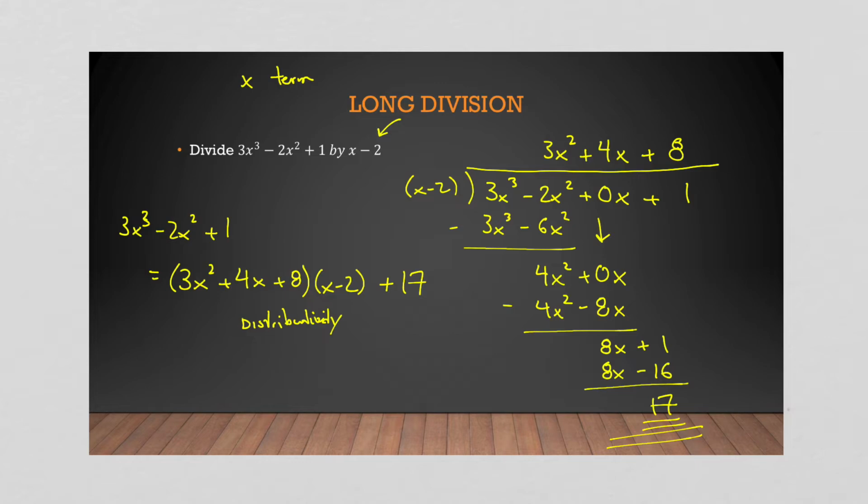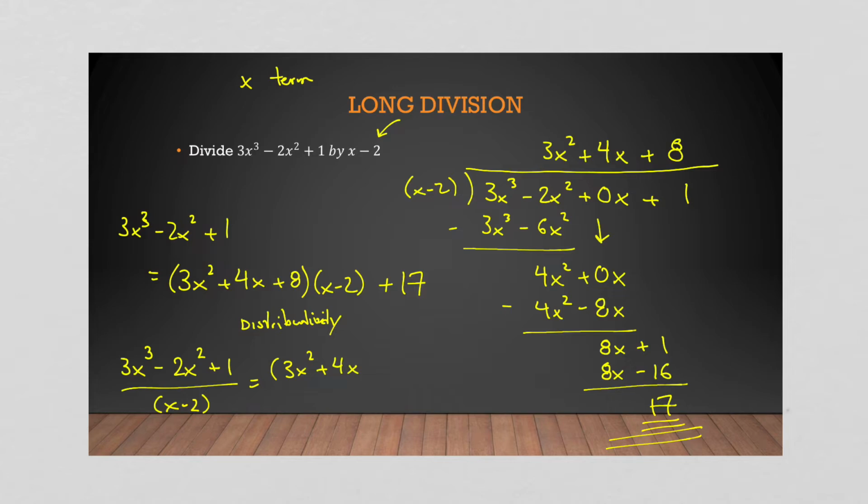That's the whole point. Now, there is a way of writing this where we remove the factor from the left side of the equation. So if we divide everything by the factor of x minus 2, we end up with an equation that looks like this. And this is just a different piece of notation, nothing to stress yourself out about. And then plus 17 over x minus 2.